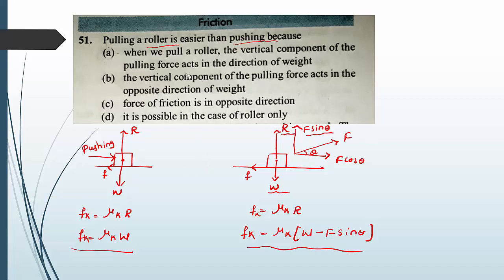So which is the right answer? When we pull a roller, the vertical component of pulling force acts in the direction of the weight. It is not acting in that direction. This is not the right answer. Go for option B. The vertical component of pulling force acts in the opposite direction of the weight. Yes, this is the right option. Option B is the right answer.